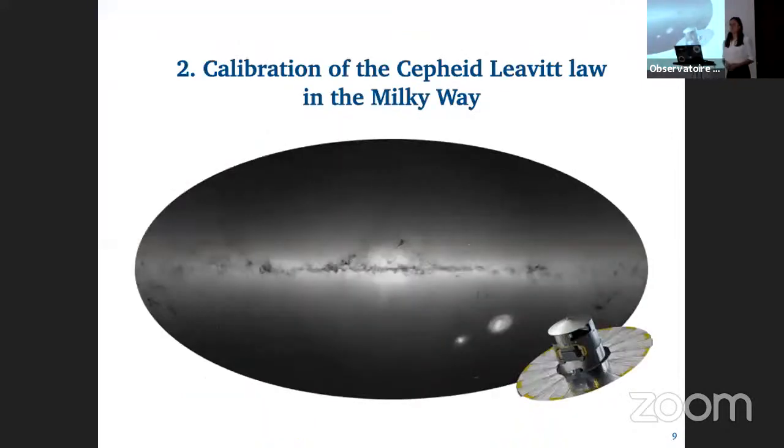In order to understand this tension, the aim of my PhD was to investigate the Cepheid distance scale and its calibration. And for that, we need extremely precise distances. And this is what Gaia provides.